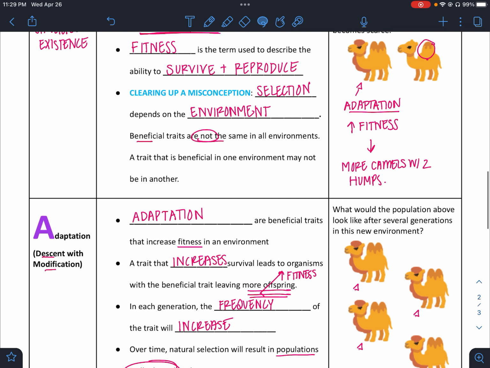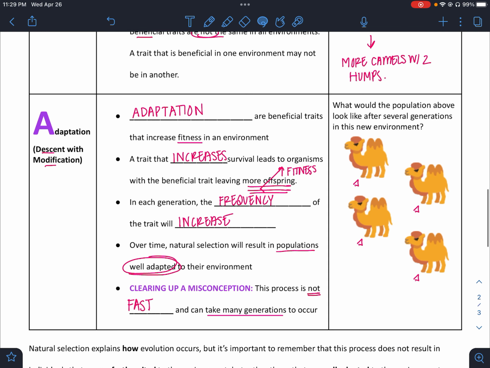But it's important to note that those camels with one hump wouldn't disappear. We'd probably still see them here or there. We would probably still see some heterozygous individuals, but we would see a population with mostly organisms with two humps and less organisms with one hump. So that's that adaptation piece. It doesn't mean a new species is forming, but it does mean that the population we're looking at is changing.